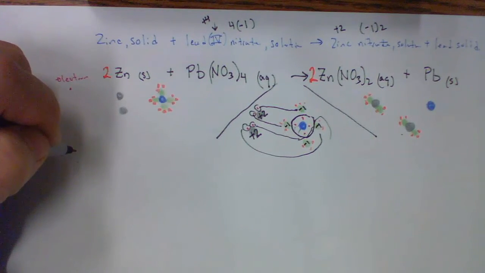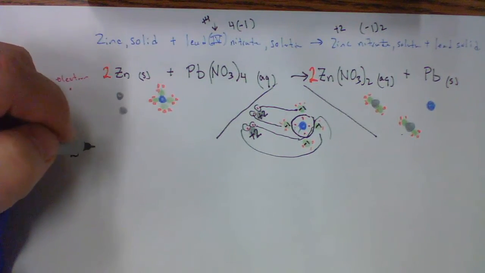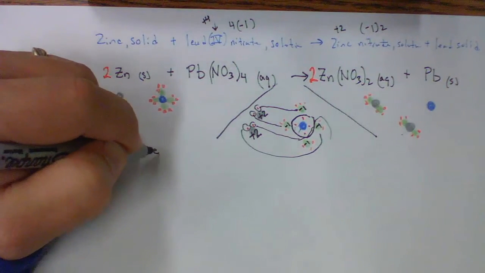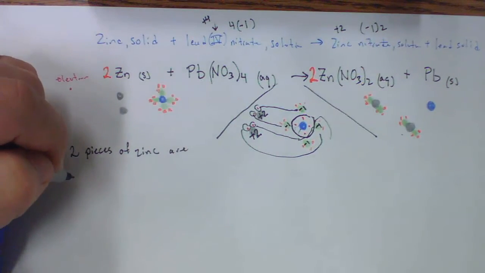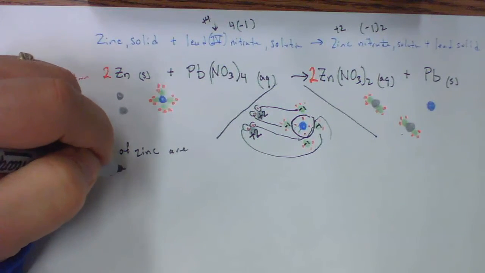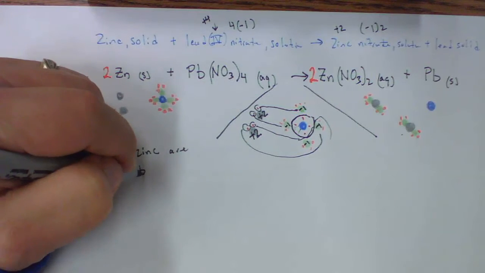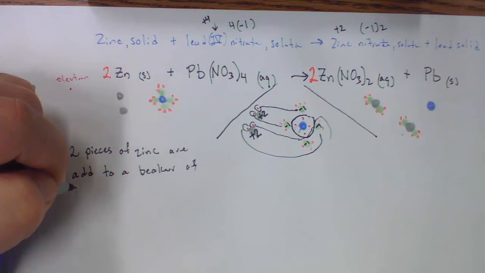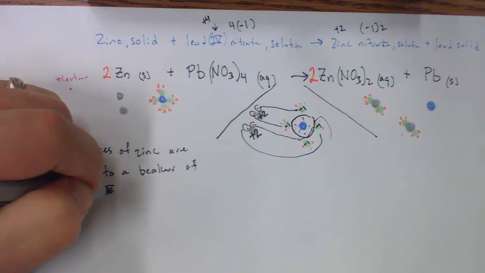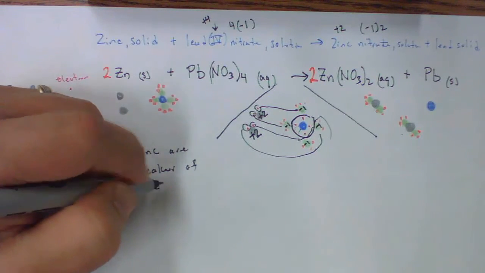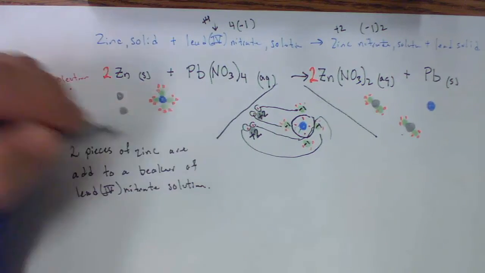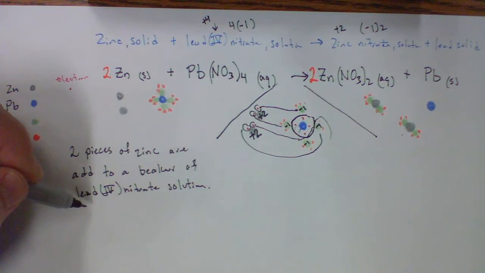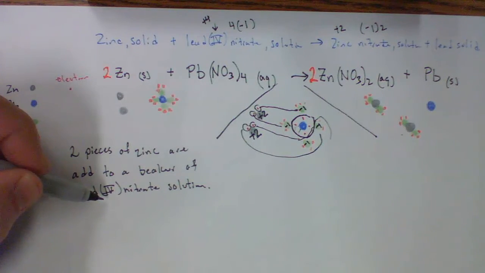Okay, 2 pieces of zinc are added to a beaker of lead 4 nitrate solution. And that's a pretty good beginning for our story, because we're really introducing the fact that we have some zinc that's being added to our beaker of lead 4 nitrate solution.